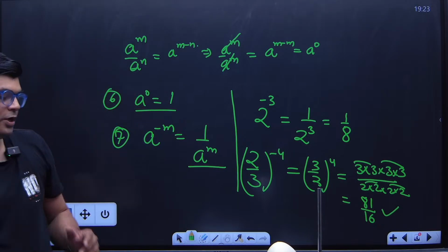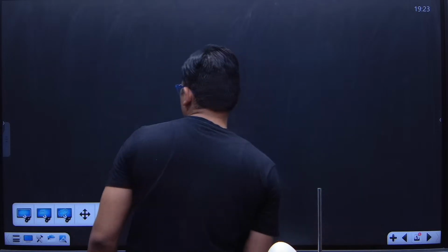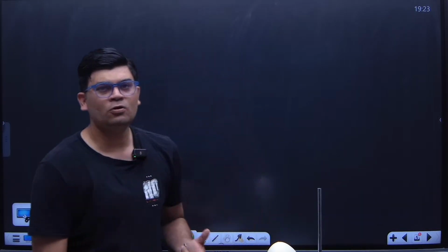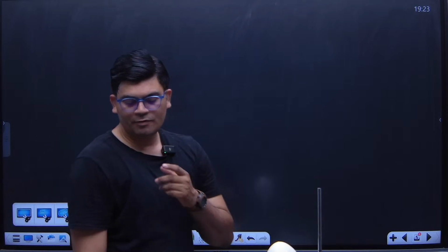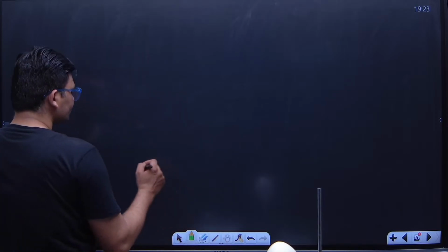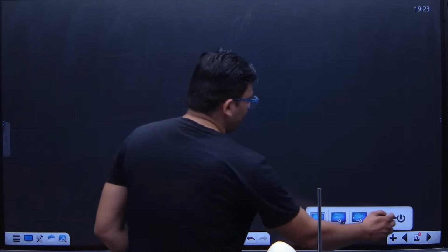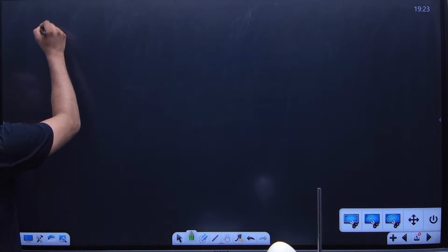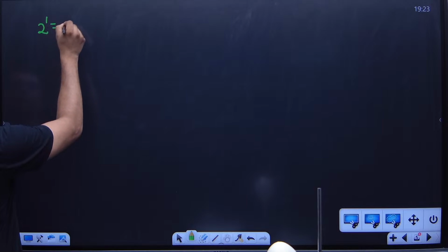Yes, sir. Okay. So we will practice some questions on this, but before that there are some values which we need to remember. So we will practice all the values. First we will write the values of 2 up to 10. With me you can write 2 raised to the power 2.